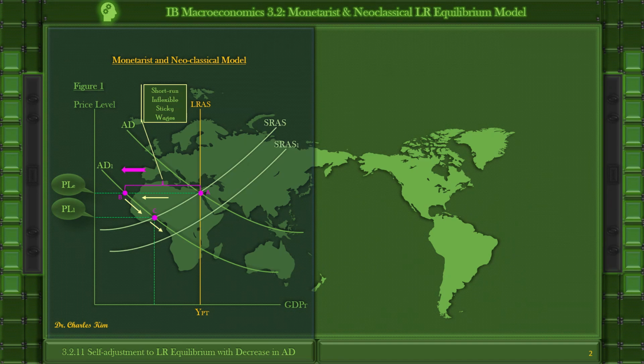From point C to point D, the general price level will fall. Wages and incomes fall as a result of a shortage of work opportunities, but output or production grows. There will be a new price equilibrium level, PL2, at point D.